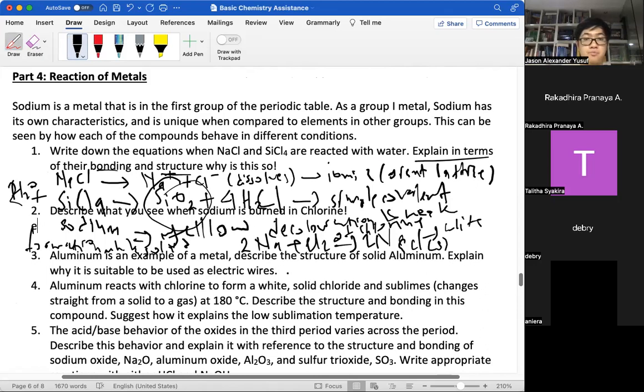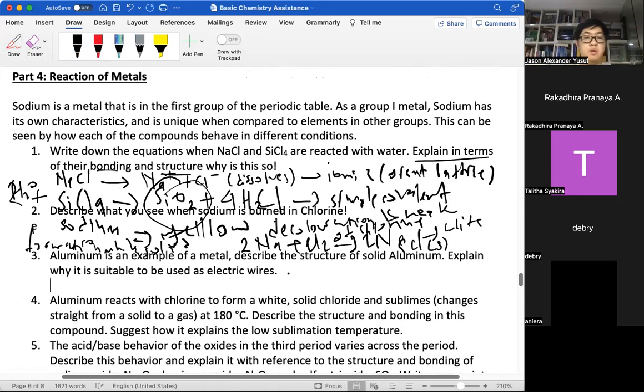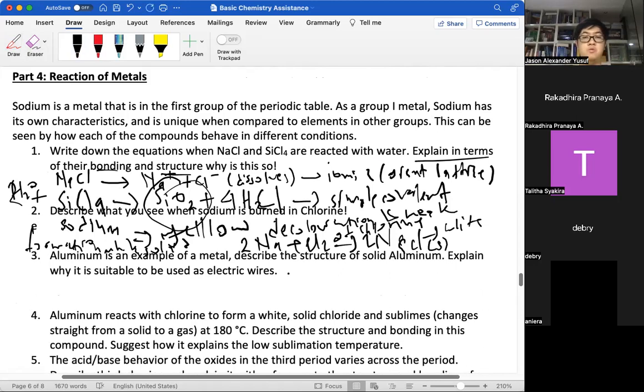Next is that aluminum is an example of metal, right? First, we need to describe the structure of solid aluminum. Basically, we are asked here to describe what is known as metallic bonding, because aluminum is a metal, hence this metal will have a special type of bonding known as metallic bonding. And first of all, we describe the arrangement of aluminum: it has a regular arrangement, or it exists as a lattice.